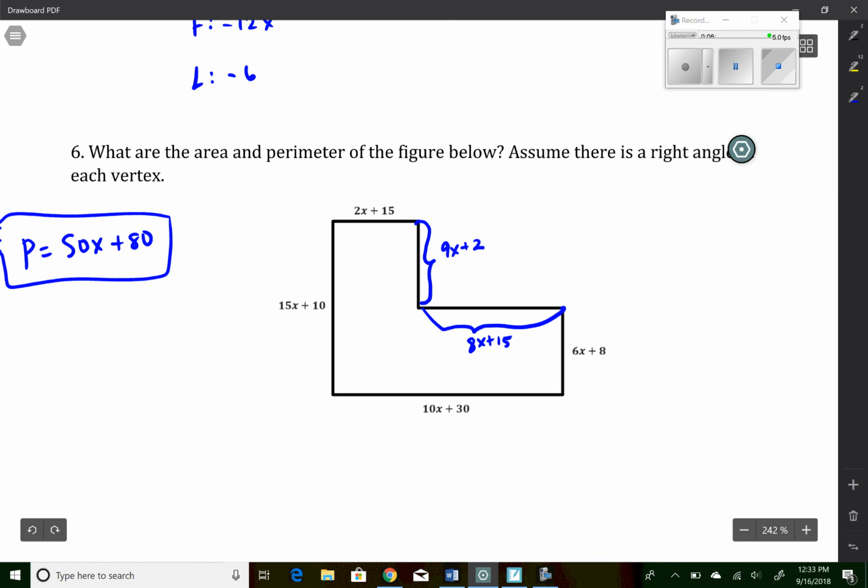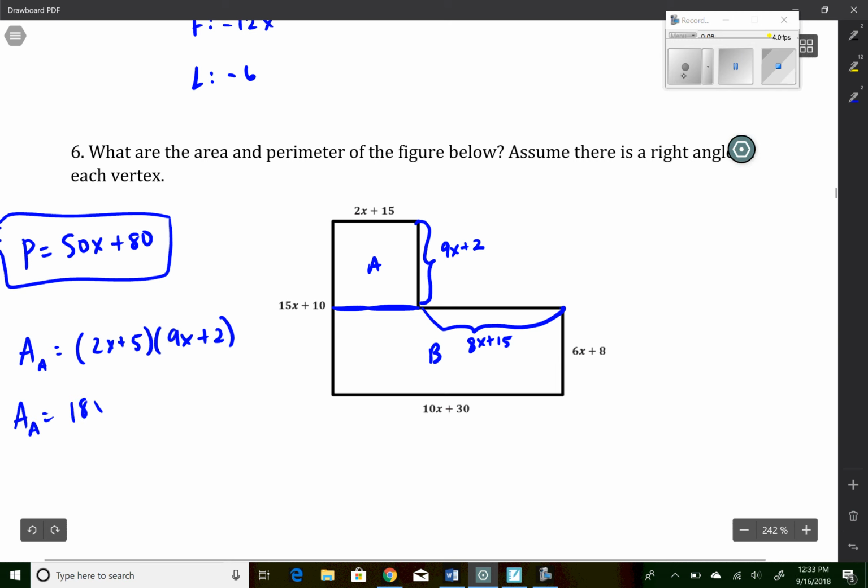To find the area, you have to block it off so that we have two different shapes. We'll call this shape A, and the rectangle would be shape B. They're actually both rectangles. So if I want to find the area of A, I would do 2x plus 15 times 9x plus 2. If you multiply all that out, you're going to wind up getting 18x squared. You're going to get 4x plus 45x, so 49x plus 10. And I know you all know how to multiply, so I'm just doing that part kind of quickly.